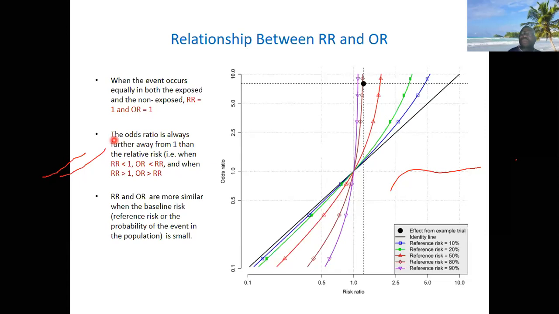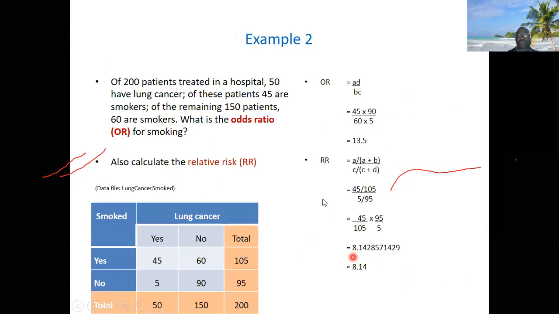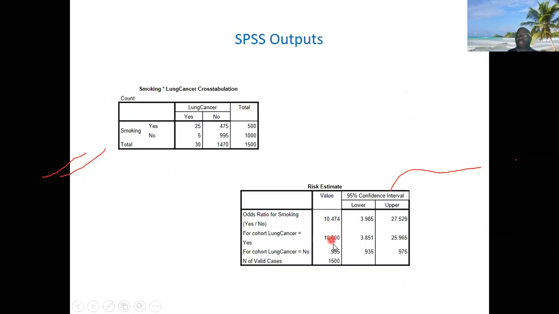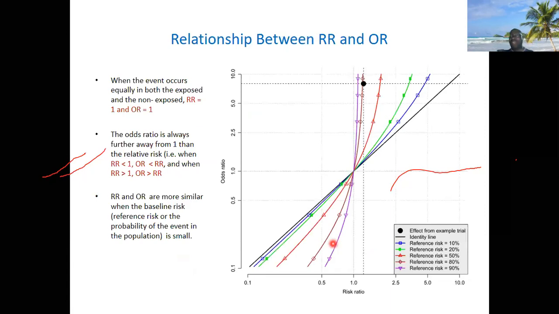In the two examples, because the odds ratio and the relative risk are both above 1, you see the value of the odds ratio is greater than that of the relative risk. Look at it. Here, the odds ratio is 30.8, relative risk is 8.1. This one, the odds ratio is 10.47, relative risk 10. So when the risk is greater than 1, the odds ratio is greater than the relative risk. But when the risk is less than 1, that is, if that factor is protective, the odds ratio is less than the relative risk. Can you see?